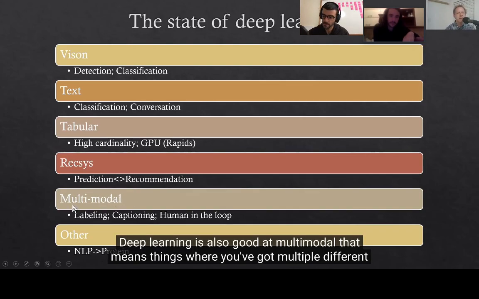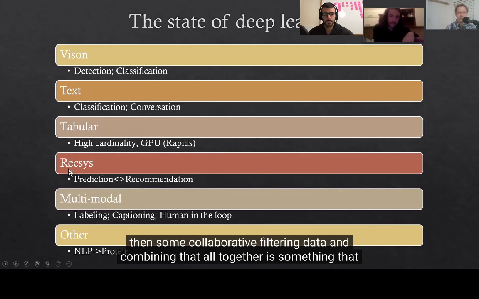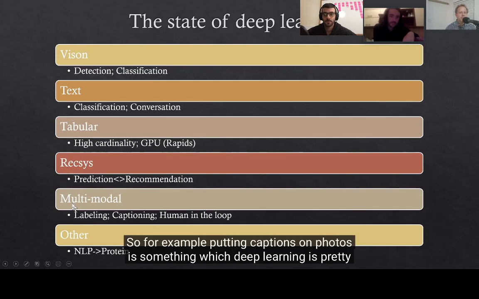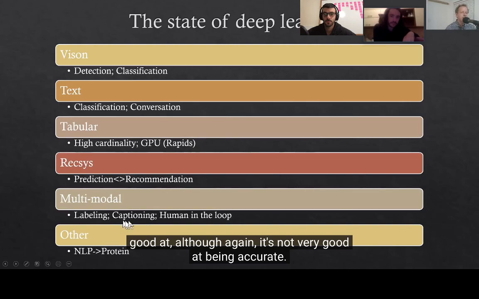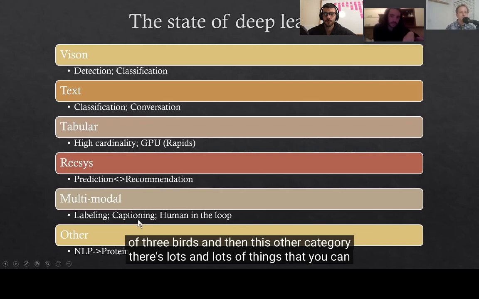Deep learning is also good at multimodal. That means things where you've got multiple different types of data. So you might have some tabular data, including a text column and an image, and some collaborative filtering data, and combining that all together is something that deep learning is really good at. So for example, putting captions on photos is something which deep learning is pretty good at, although again, it's not very good at being accurate. So it might say this is a picture of 2 birds, when it's actually a picture of 3 birds.